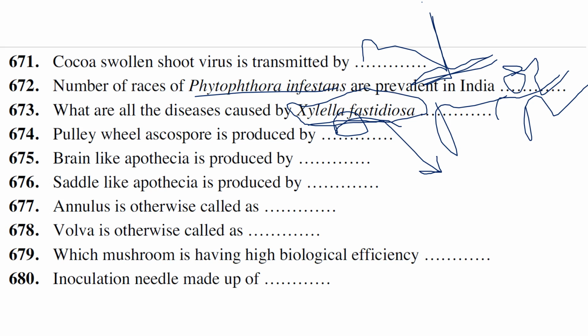Brain-like hymenium is produced by Gyromitra. Saddle-like hymenium is produced by Helvella. Annulus is otherwise called the partial veil. Volva is otherwise called the universal veil.